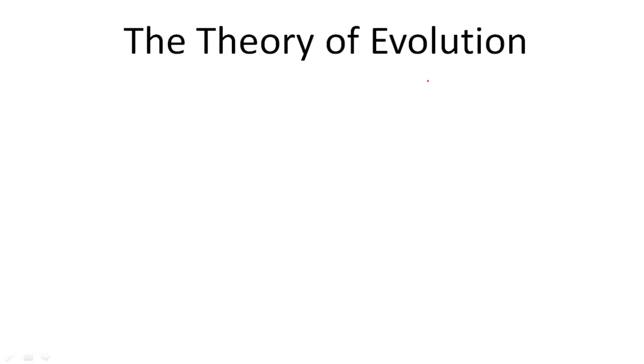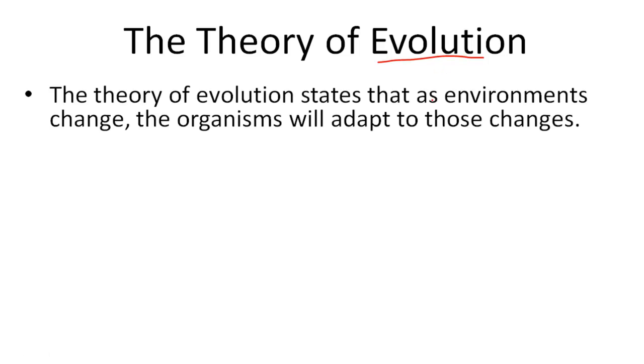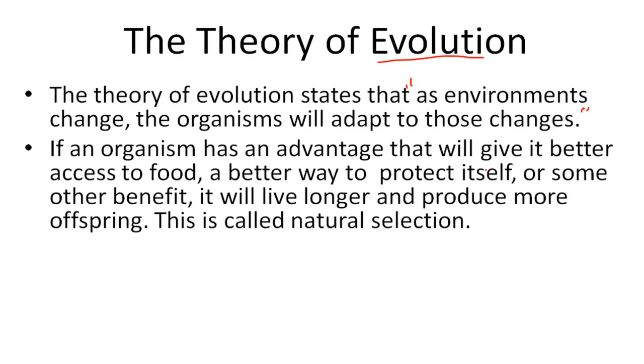Let's talk about something called the theory of evolution. The theory of evolution states that as environments change, the organisms will adapt to those changes. So if an organism has an advantage that will give it better access to food, a better way to protect itself, or some other benefit, it's going to live longer and produce more offspring. We call this natural selection.